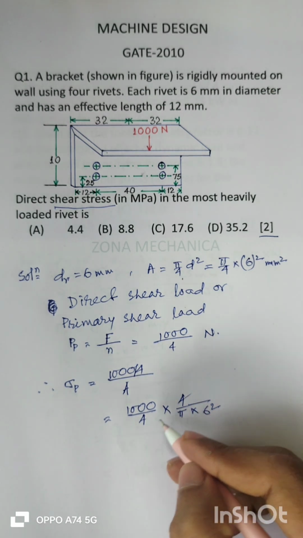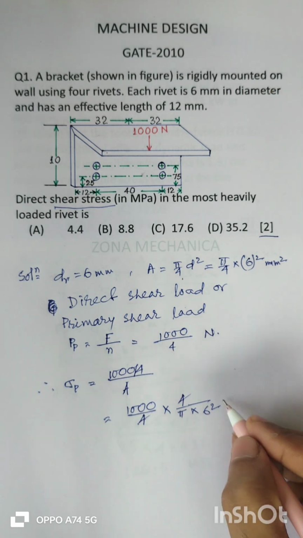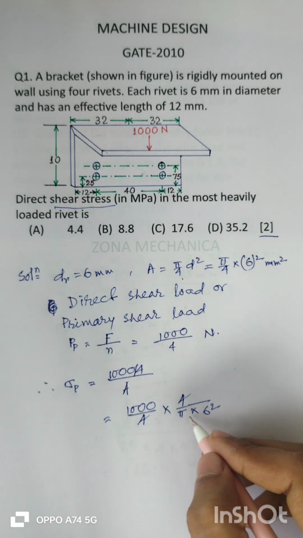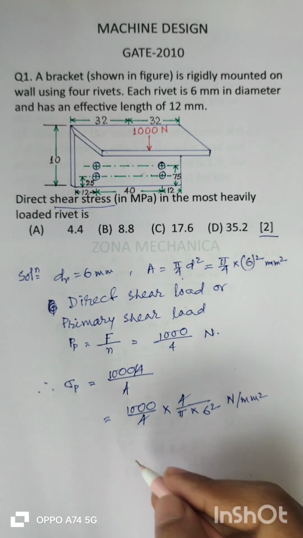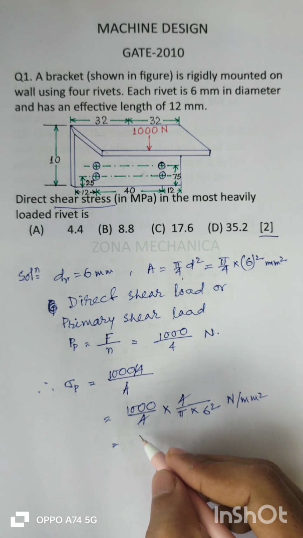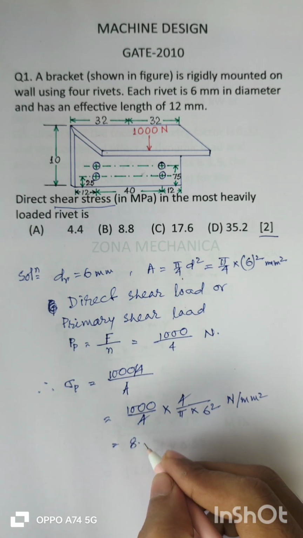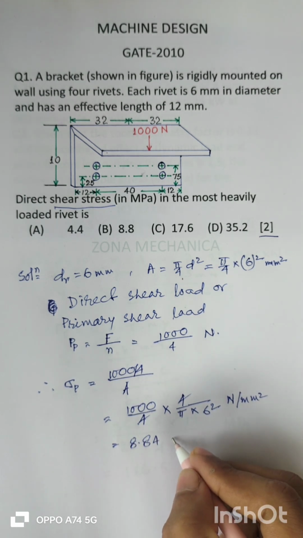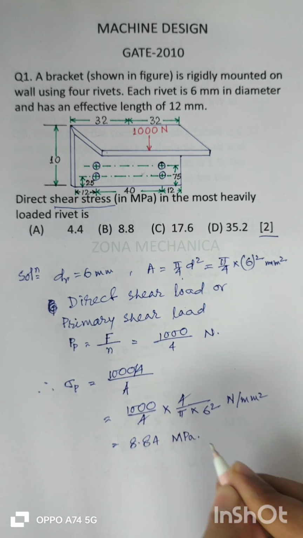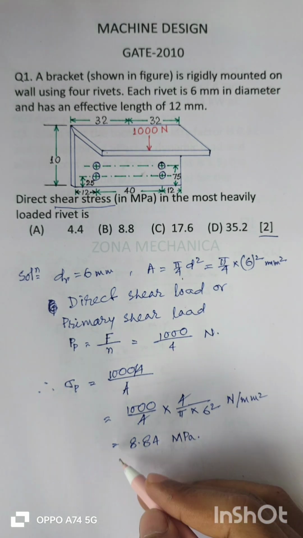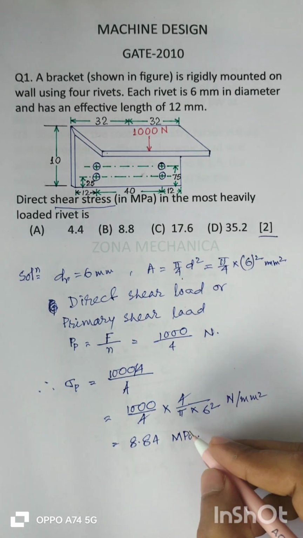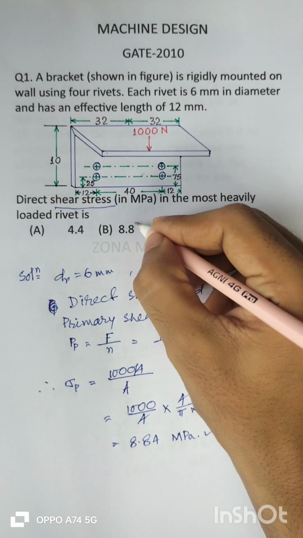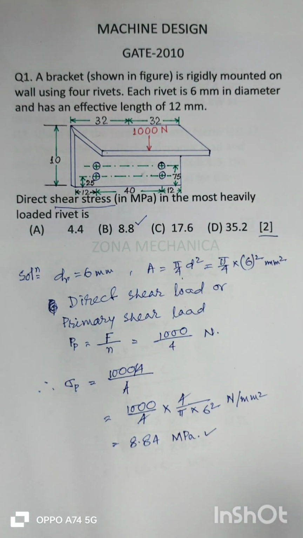So 4 will get cancelled, and if we solve this, this is in Newton and this is in mm square, so that will be Newton per mm square, that is MPa. It will come around 8.84 MPa. So this is the direct shear stress in each of the rivet. So clearly it's matching with option B, so option B is the correct answer.